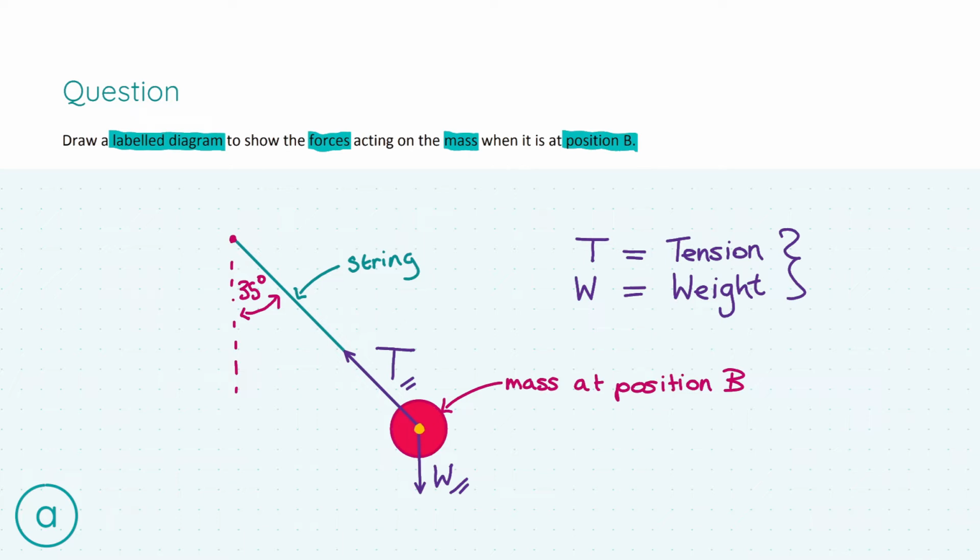I'd also explicitly label the string, the angle, the mass, which is at position B, because it specifically says a labelled diagram. And I just want to labour the point that you will lose marks if you do not label the diagram. Main thing is put in your forces. So where do you actually get your marks? You're going to get your marks for each individual force. 2 marks for the tension, 2 marks for the weight. Easy peasy. And we're done.